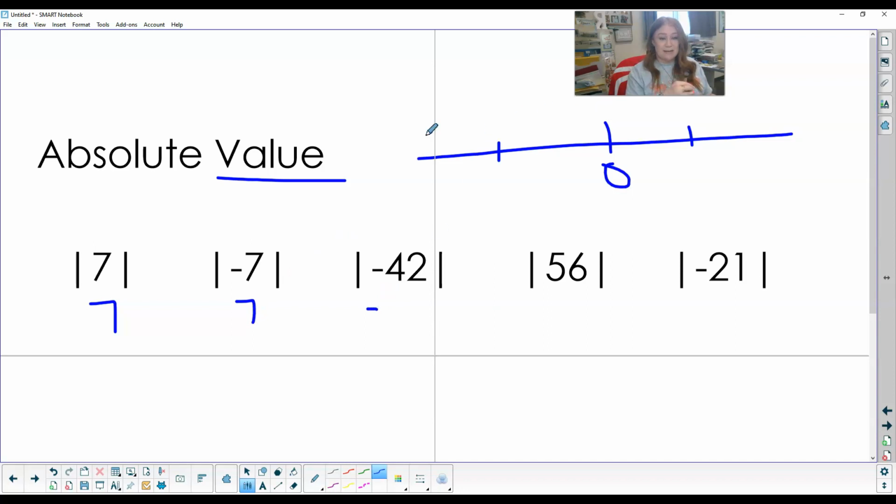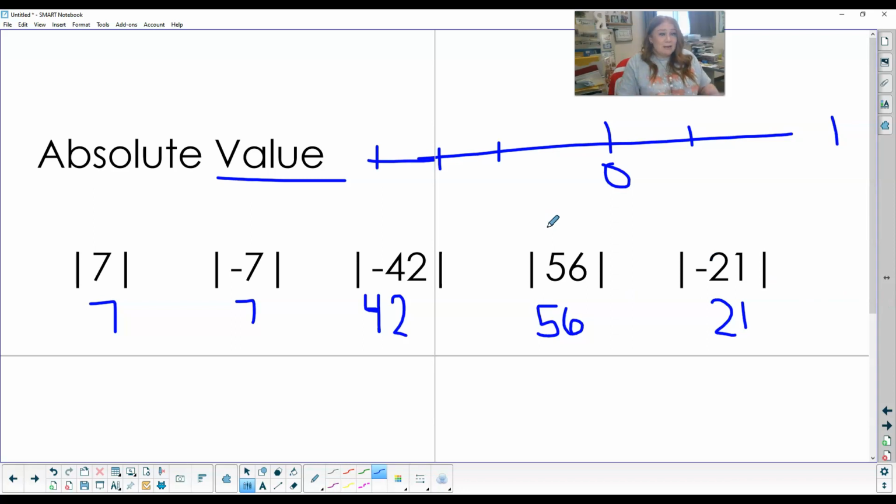This, even though it's -42 all the way over here, it still just takes 42 units to get to 0. We have 56 all the way over here, 56 units to get to 0. -21 takes 21 units to get to 0. Absolute value is just that value, the distance to 0. They're always going to be positive because it's just a distance.